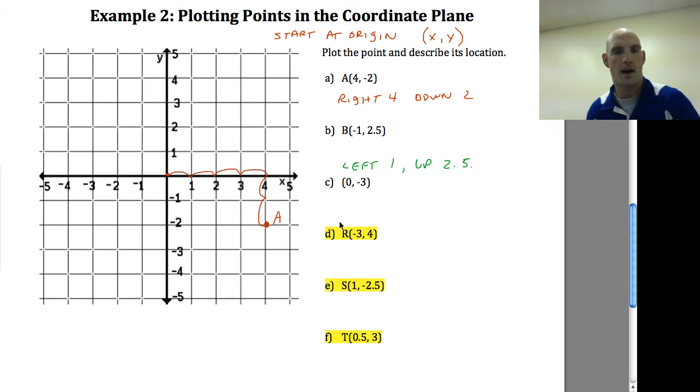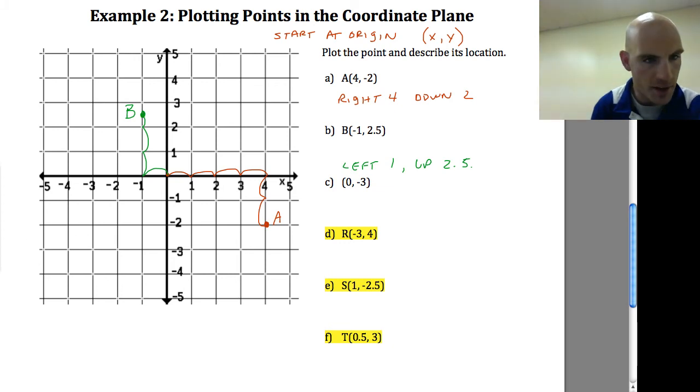So I need to go up 2.5. Good. Now, start at the origin. Go left 1 and up 2.5. 1, 2. Well, where's 0.5? Well, it's halfway between 2 and 3. So, nice little short one there. And that is B. See how that works. Let's go with a nice little bluey blue here.